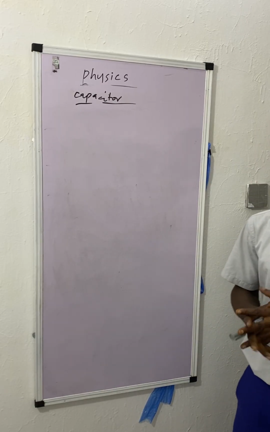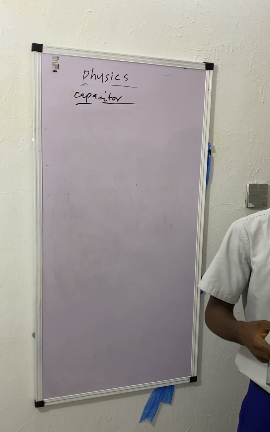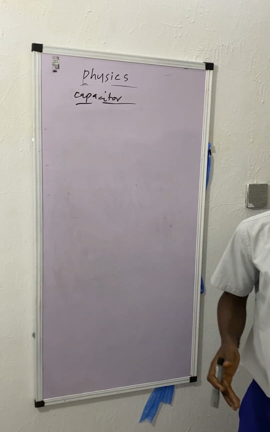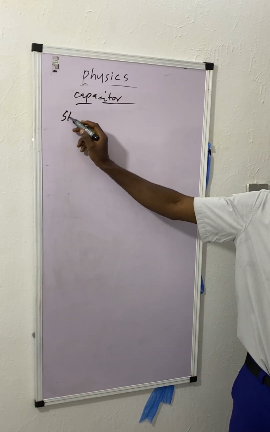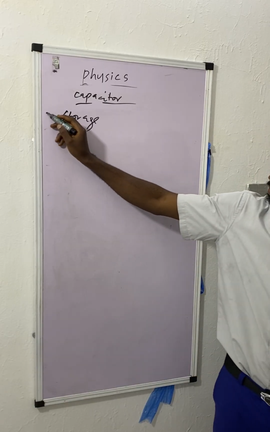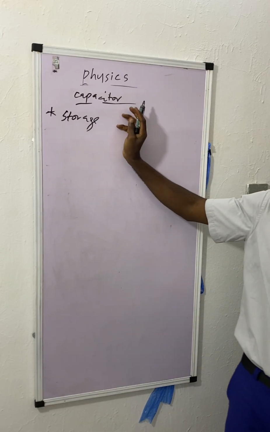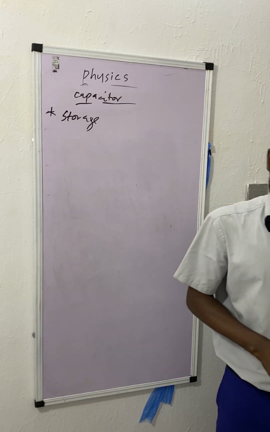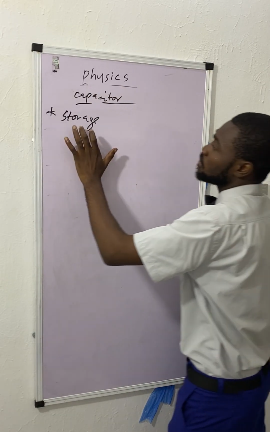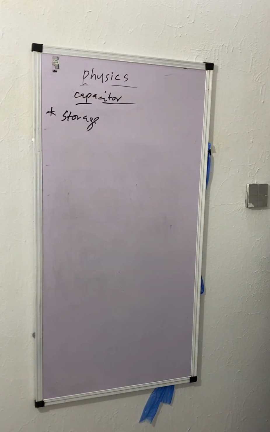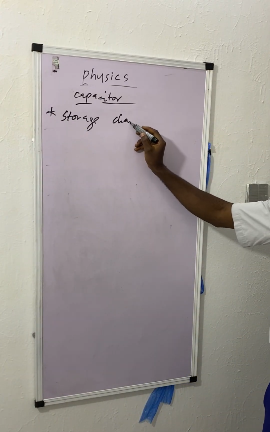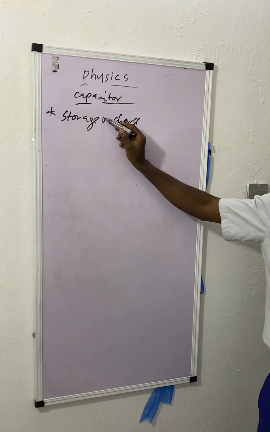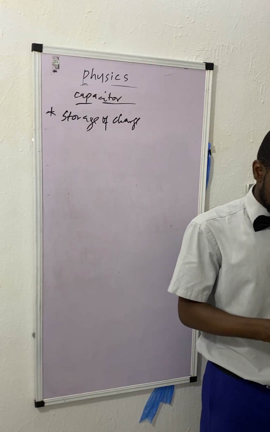So what it means is that there's a constant expression there: storing of electric charge. Okay? Storage. That's capacitor for you. So capacitance is the ability of a capacitor to what? To store charge. Remember, it's charge we are storing. Storage of charge.